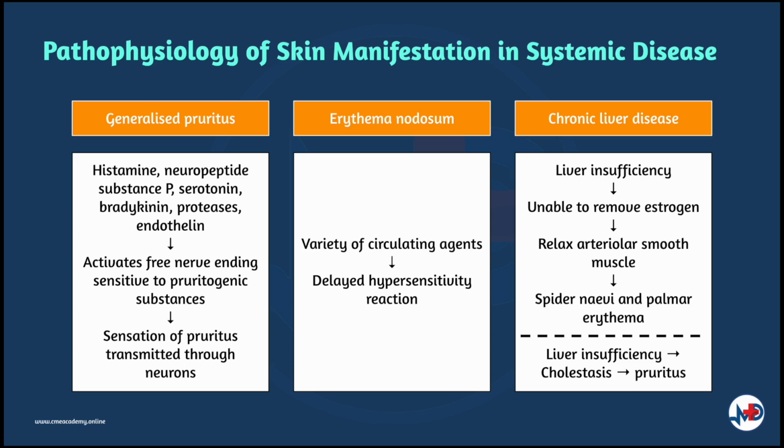When there's chronic liver disease, the liver is unable to remove excess estrogen, and this leads to arteriolar smooth muscle relaxation. And this happens due to excessive estrogen. This causes formation of spider nevi and palmar erythema. Liver insufficiency also causes cholestasis and eventual pruritus.